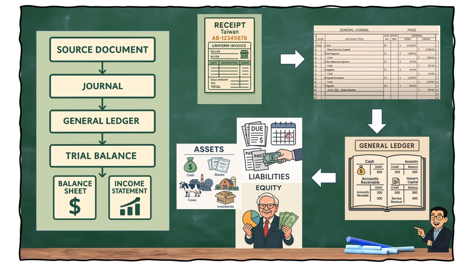The accounting process starts with source documents as evidence of transactions, which are recorded chronologically in the journal showing debits and credits. These entries are then posted to the general ledger, where they are organized by account for analysis and used to prepare financial statements.